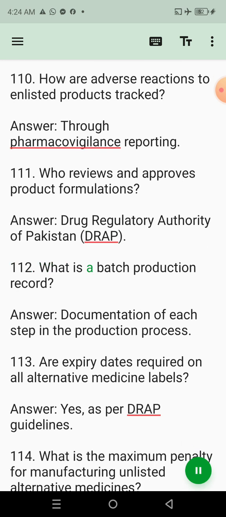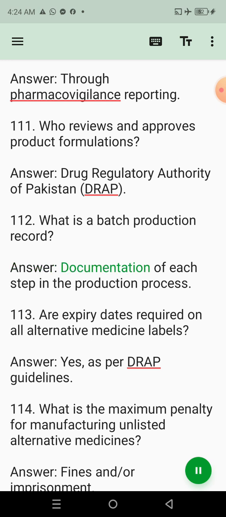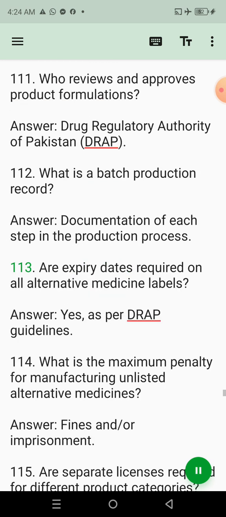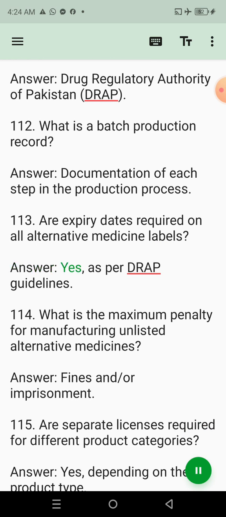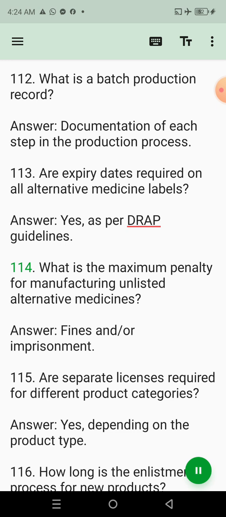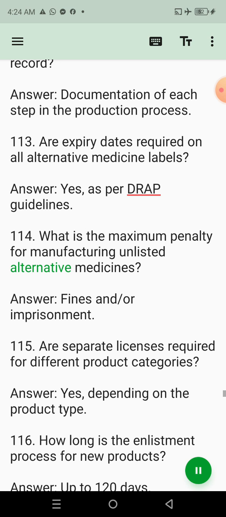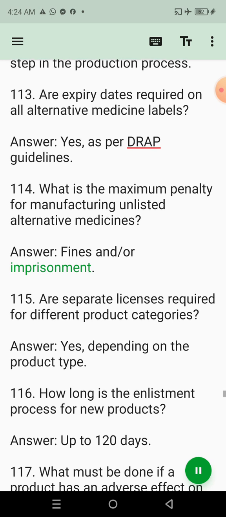112. What is a batch production record? Answer. Documentation of each step in the production process. 113. Are expiry dates required on all alternative medicine labels? Answer. Yes, as per DRAP guidelines. 114. What is the maximum penalty for manufacturing unlisted alternative medicines? Answer. Fines and/or imprisonment.